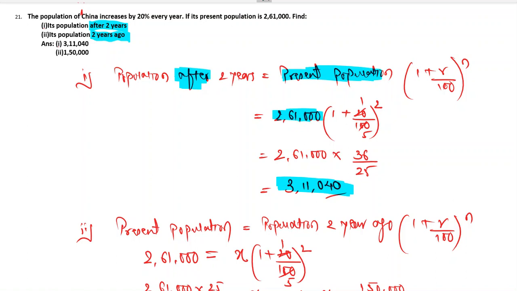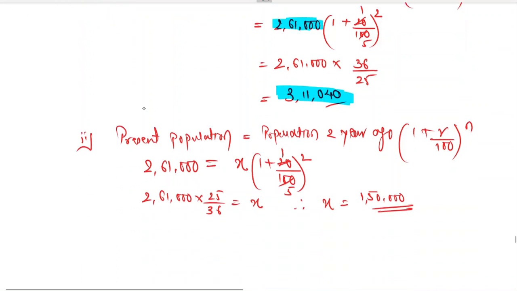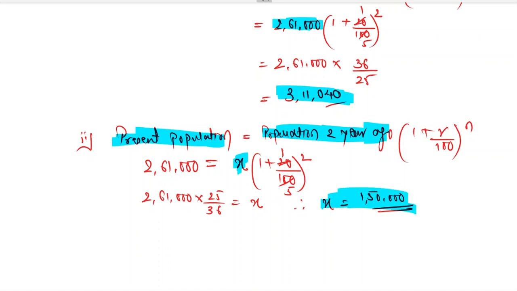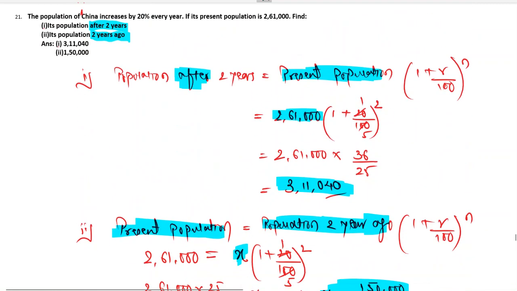But if you want to find the population 2 years ago, then the present population will become the amount and the population 2 years ago will become the principal. So I took the population 2 years ago as x, put in the values and found the value of x to be 1,50,000. So the population of this town 2 years ago was 1,50,000. Today the population is 2,61,000 and after 2 years it will be 3,11,040. That is how the formula is to be used.